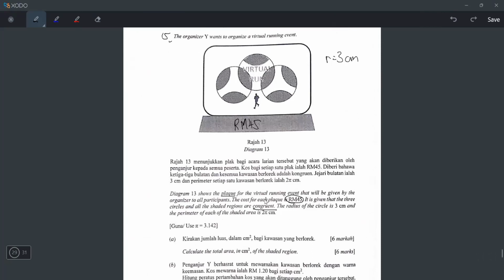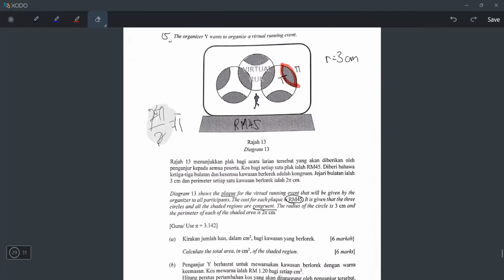And the perimeter of each shaded area is 2 pi. Oh, this is interesting. So let's say I'm just talking about one only now. The perimeter of this is 2 pi. Can I assume that this arc is pi? Because they say 2 pi, so can I just take 2 pi divided by 2 and then I get pi? So it means the arc here is pi, here is pi. Can I do that? Yes or no? Yes, the answer is yes.